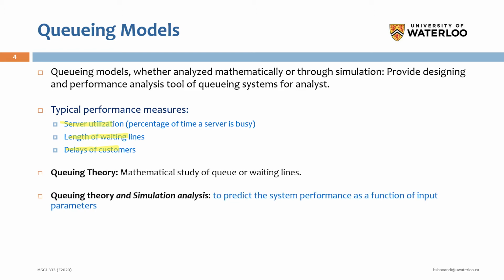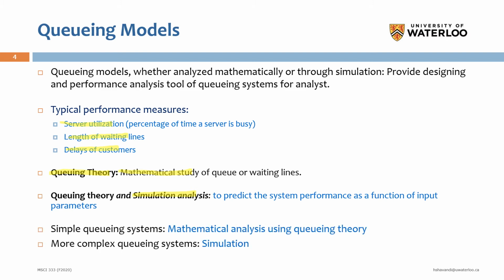As I said, a queuing model can be analyzed mathematically or through simulation. The queuing theory analyzes the queuing models in a mathematical way. The mathematical study of queuing models is called queuing theory. We also saw in chapters 2 and 3 that we can simulate those systems as well, so we can analyze queuing systems by simulation too. So we have two ways here. One is using queuing theory and analyzing a queuing system in a mathematical way without simulation. The other way is using simulation.